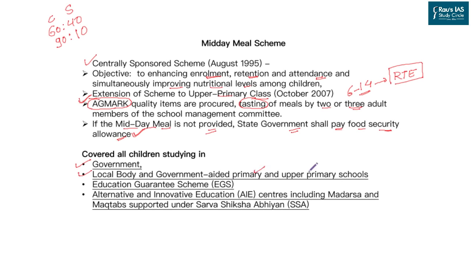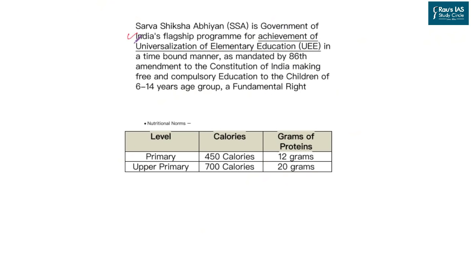government aided primary and upper primary schools, students under the Education Guarantee Scheme, and students under Alternative and Innovative Education such as madrasas, maktabs and others, which are being covered under Sarva Shiksha Abhiyan. Now the question arises: what is this Sarva Shiksha Abhiyan? Well, Sarva means universal. So it is the educational scheme to provide universal access to all children, the Right to Education. It is India's flagship scheme for the achievement of universalization of elementary education. Elementary education here simply means till the standard 8th. This scheme is part of the government's initiative to fulfill its requirement under the Right to Education.